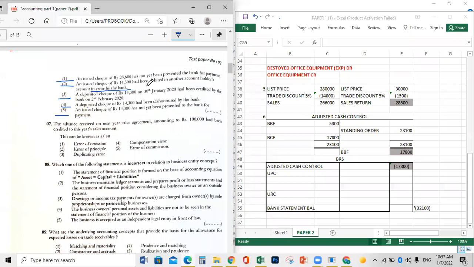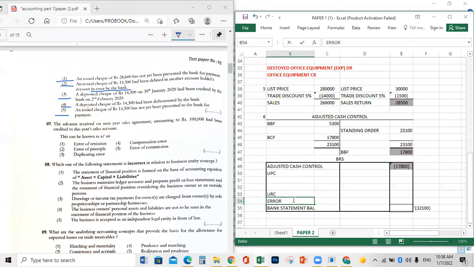If there is an error done by the bank, where do you show it, in the cash control or in the reconciliation statement? Yes, in the bank reconciliation, guys. If there is an error done by the bank, you should show it in the bank reconciliation. Actually, you don't correct it. You show it in the bank reconciliation. So let's show the error.